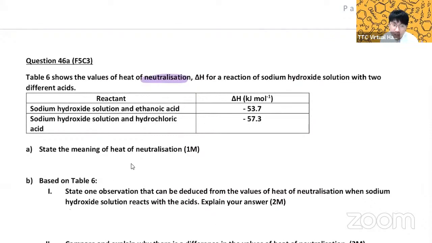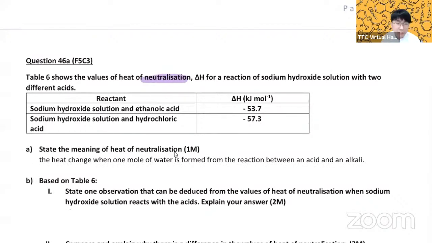What's the meaning, guys? When you try to define some heat, always start with the keywords. It's the heat change when one mole of something. So what is the keyword for neutralization? It's acid plus alkali, right? But what is the important ion in acid? H+. What's the important ion in alkali? OH-. So your answer here should be 1 mole of H+ reacts with 1 mole of OH- to form 1 mole of water. So it is the heat change when 1 mole of water is formed from the reaction between an acid and an alkali. This one is very simple, okay? If you want to be more detailed, you say between 1 mole of H+ and 1 mole of OH-.